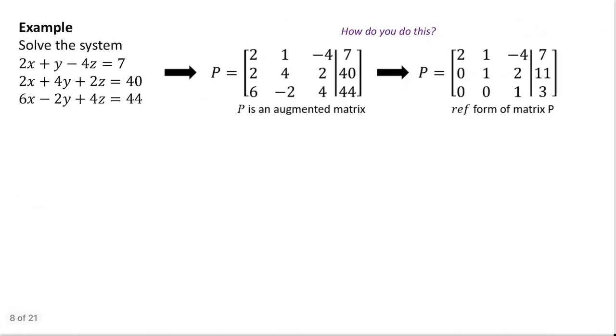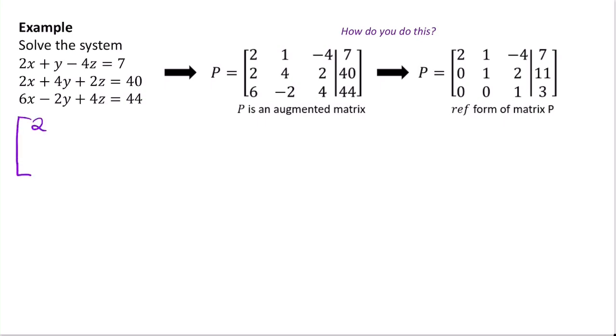I know I keep showing you this example, but you may be wondering now, how did I go from this augmented matrix to row echelon form? I told you that the answer to doing this was row operations, but how did I do these row operations and what was the sequence of them? So what we're going to do now is learn how that works.